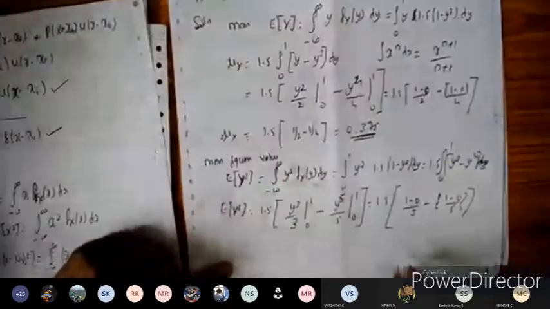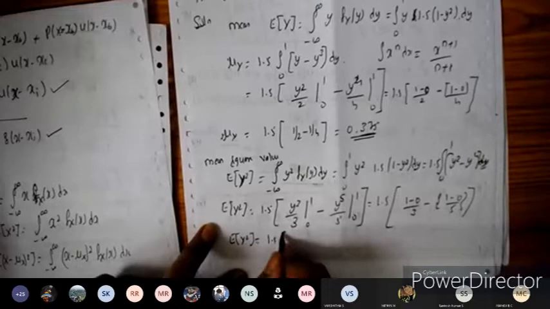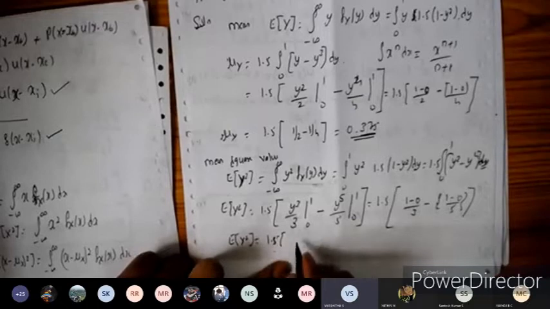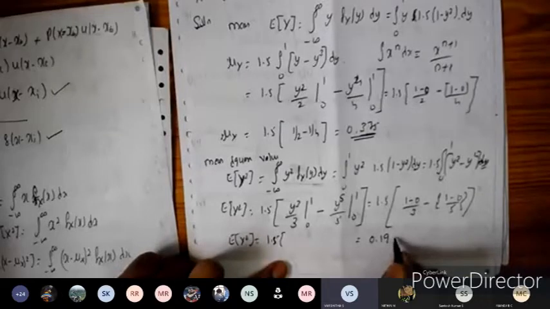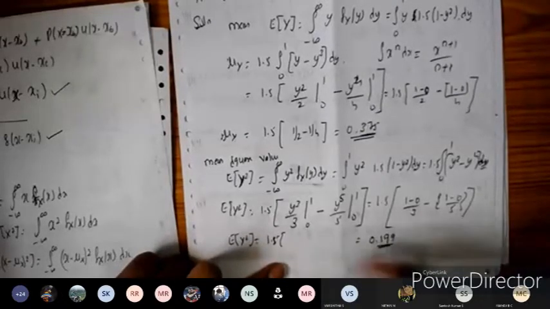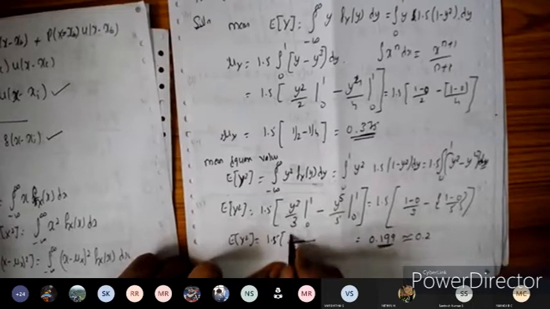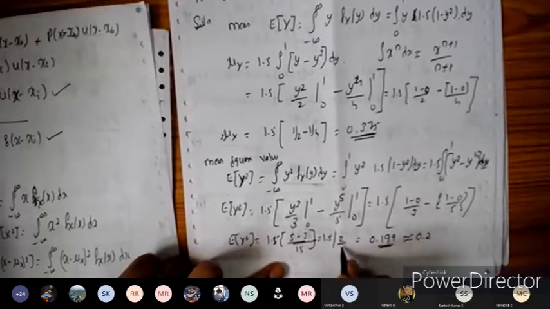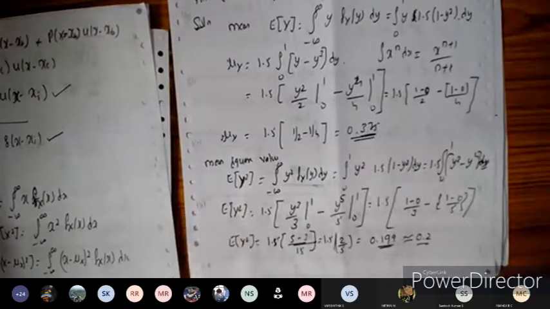So this will become 1.5 into 1 by 3 minus 1 by 5. That is nothing but how much? 0.1999. Very good. So 1.5, approximate to 0.2. Five threes are 15, you can take here 5 minus 3, so this will become 1.5 into 2 by 5. So this is 0.2, approximately 0.1999. We'll get the answer here. Done.